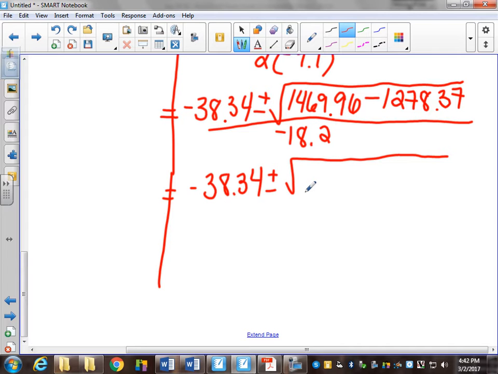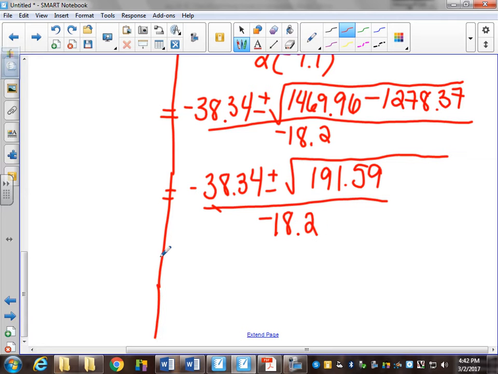1,469.96 minus 1,278.37. I got 191.59. Again, if you round it to 3 decimal places, that's okay. The square root of 191.59. The square root of this is 13.84.